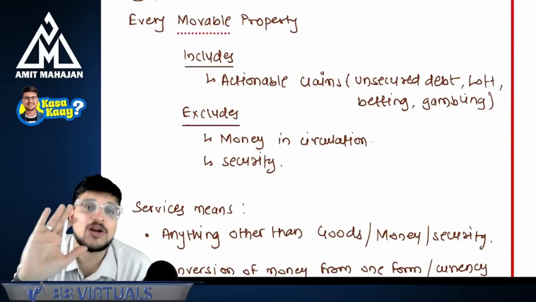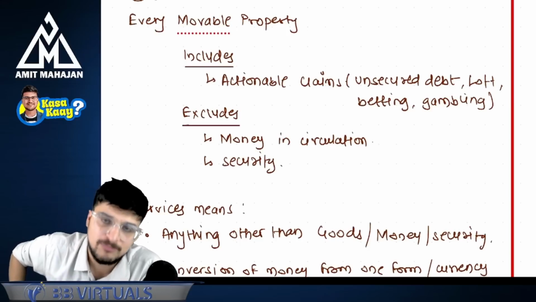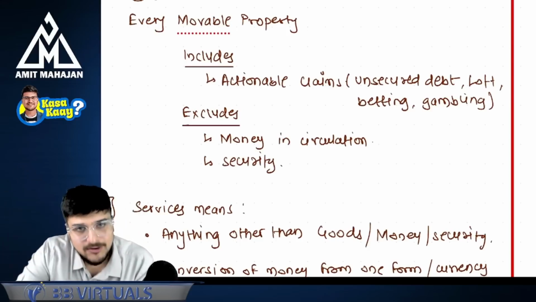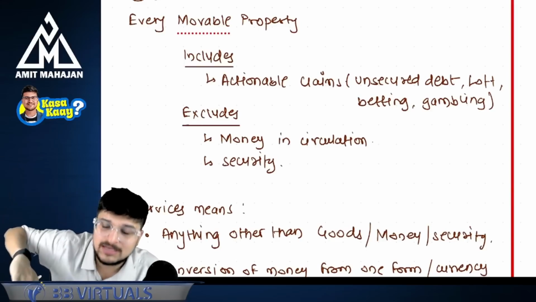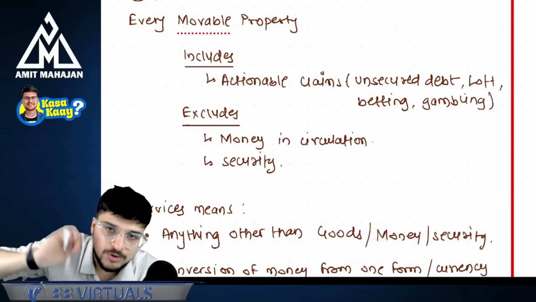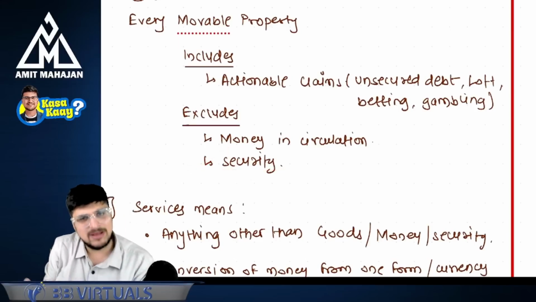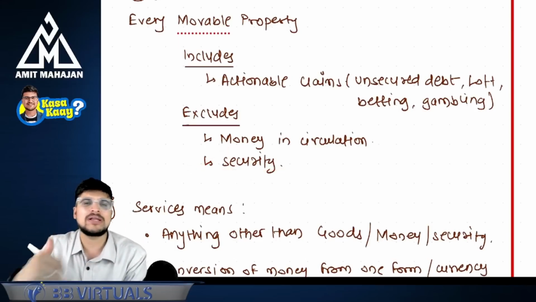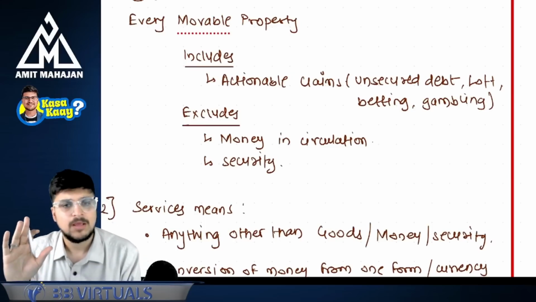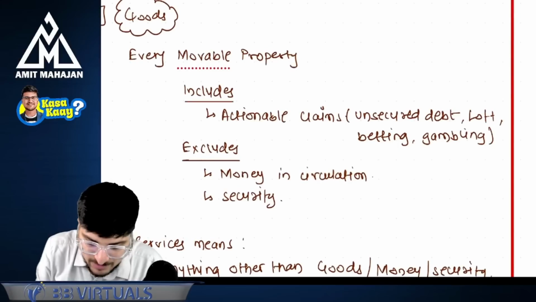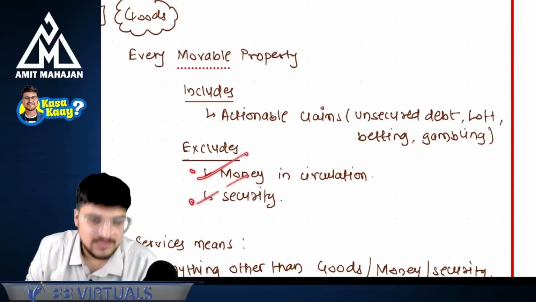Are these goods? No, these are not goods because money has been excluded from the definition of movable property. If it is money in circulation, these are not goods. But if it is not in circulation, for example 25 paisa, then those will be considered as goods. Perfect. Second point is security. Security means shares, debentures. If you trade any security, then there will not be any GST. It will not be considered as supply. So every movable property, including actionable claim, but excluding what? Money in circulation and security.